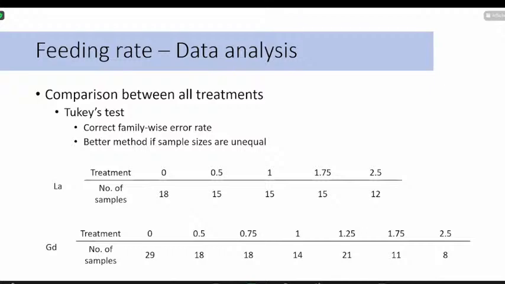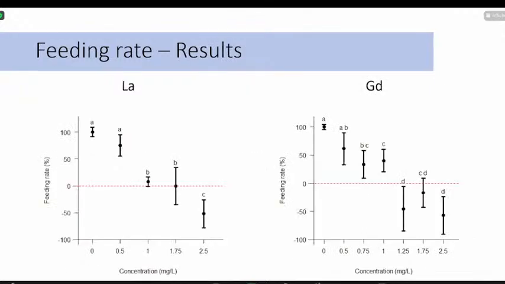In this case, you can see that for lanthanum, for the control, I have 18. And then for the highest concentrations where the daphnids were alive, I have only 12 samples. So then for gadolinium, it was something similar. For my control, I have 29 samples, but then for the 2.5, only 8.